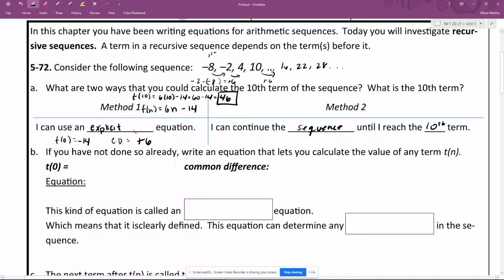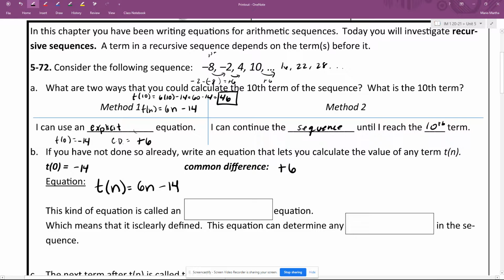Part B says if you've not done so already, write an equation that lets you calculate the value of any term T of n. So here we know T of 0 because we found it already. This is our 0th term, which is -14. And our common difference, we already found, is +6. The equation would be T of n equals, like we said before, 6 times n minus 14.